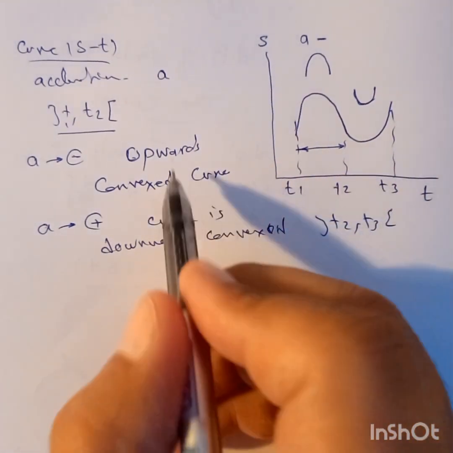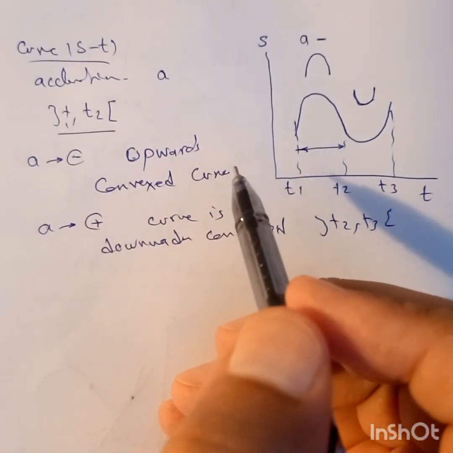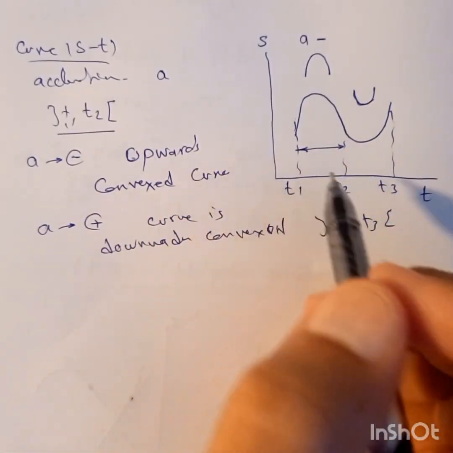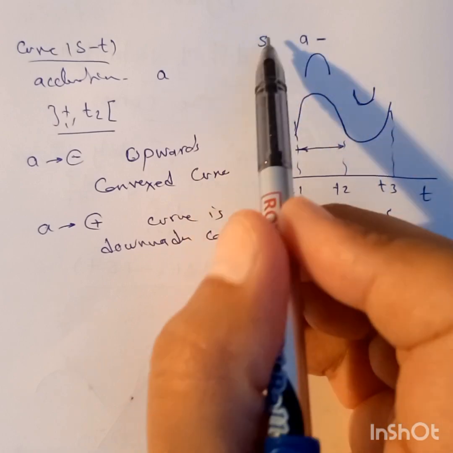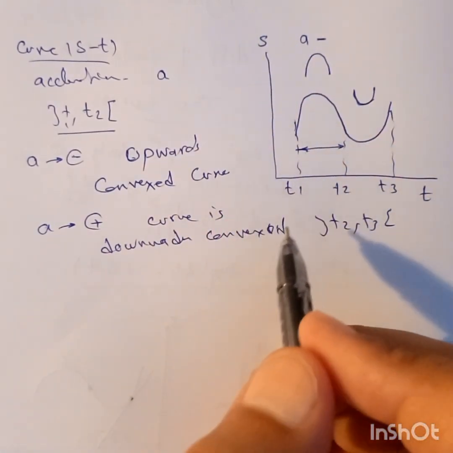Okay, this is a method how we can find the sign of acceleration of the motion of a body moving in a straight line if we have the displacement time curve relating to this motion.